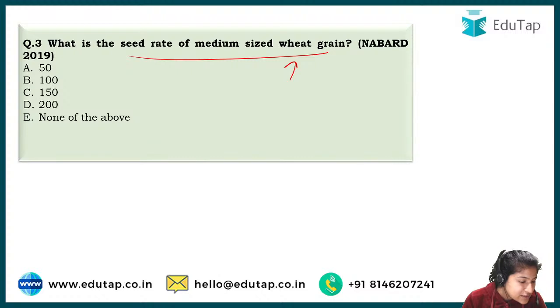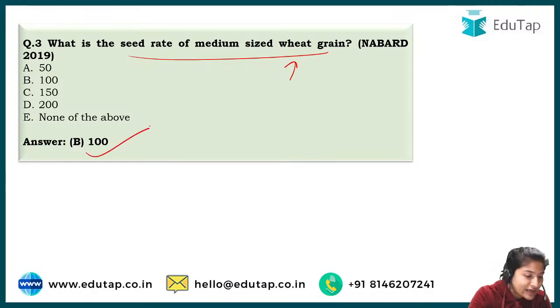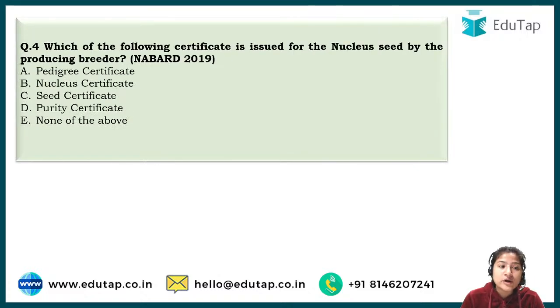Sangeeta says 100, Manish says 100. Is there anyone else? See the correct answer over here, it is option number B, that is 100. Ayushi says 100, Sonu says 100. Very good. I can see how well you are preparing for the examinations. This was NABARD 2019. Now let's move to another NABARD question.